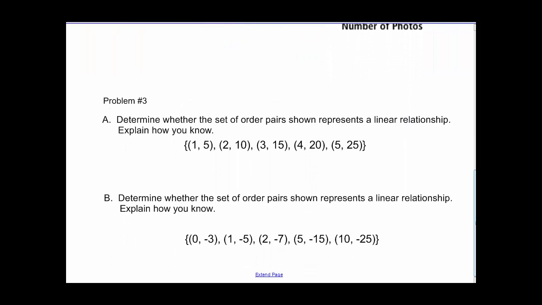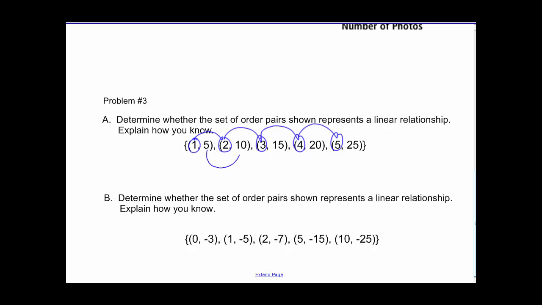Problem number 3. We need to take a set of points or ordered pairs and then determine if they are a linear relationship and then explain how we know. So if we start off how we were doing with the tables, if I just concentrate on these x's for a minute, notice the x's are going up by 1. So for each increase of x, 1 to 2, 2 to 3, 3 to 4, it's going up by 1. What's happening to the y value?